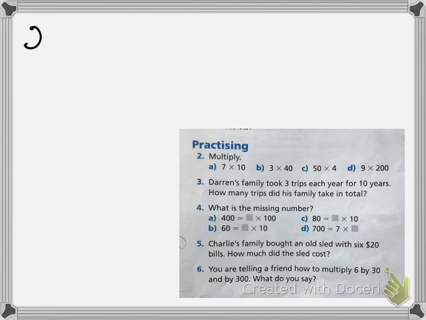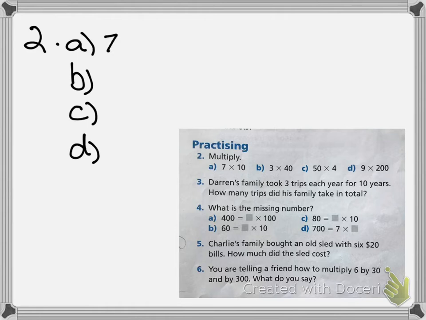All right, number 2. 2 has A, B, C, and D. Okay, now you have a choice for these ones. You can count by a number, or you can think about it the way I was showing you. So I will do this one with you.